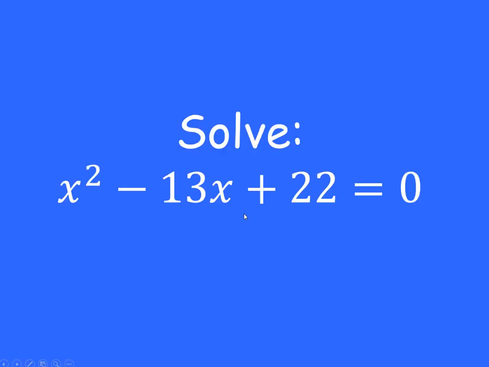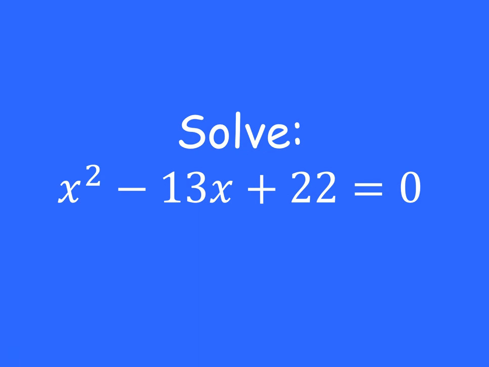And the answer is, well, actually, this is the question. We want you to solve x squared minus 13x plus 22 equals 0. There is one that is very similar to this on our celebration of knowledge. So make sure to pause the video now and make sure you can do this by yourself.